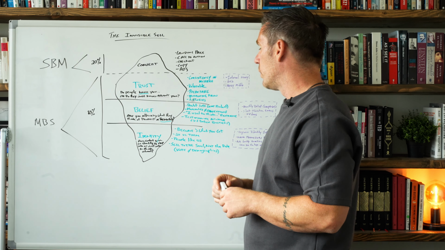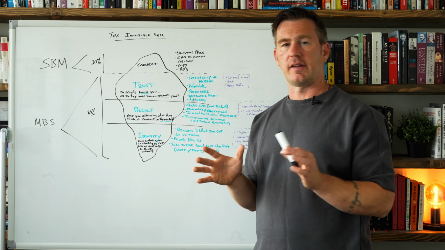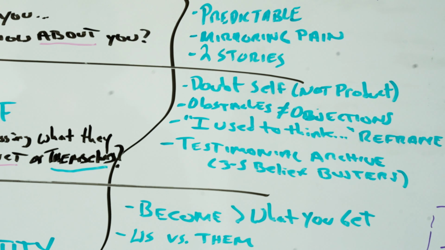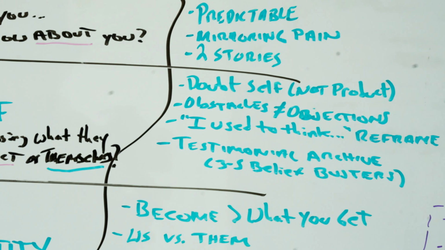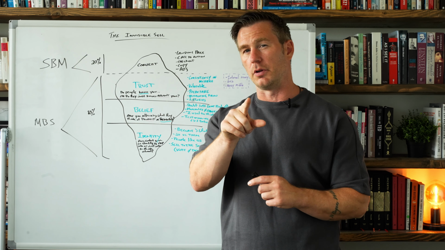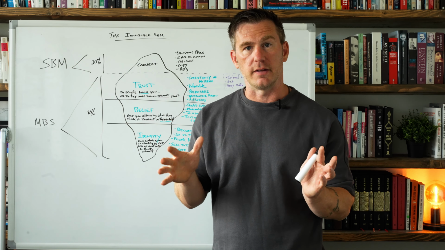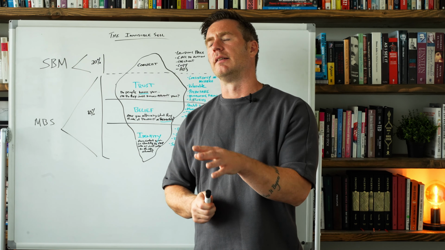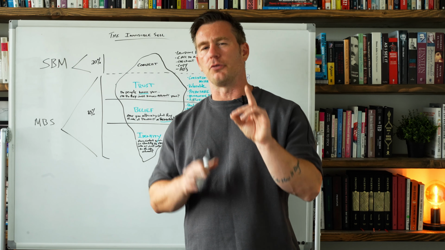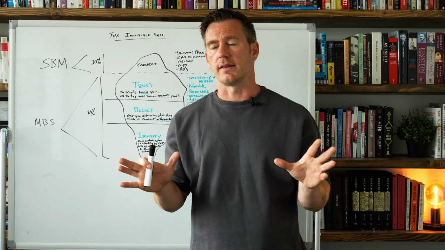With that, one of the best things that you can create is what I call a testimonial archive that revolves around 3 to 5 of the major belief busters that your unique prospect is likely facing. So like in most businesses, you probably have 3 to 5 core objections that the prospect comes with.